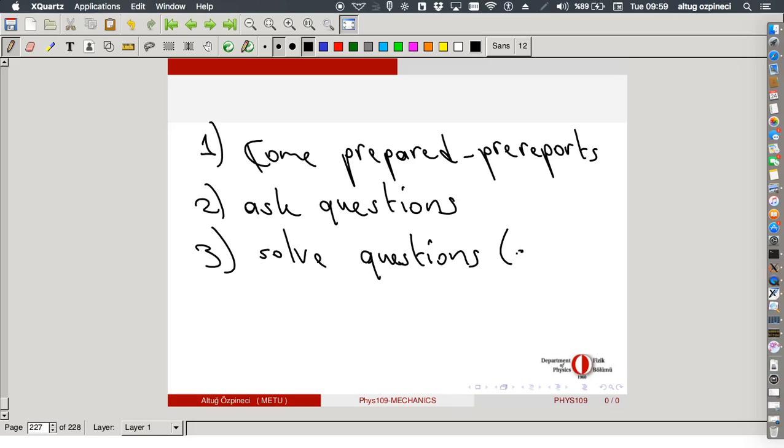At the end of the chapter, there are many questions. Pick some up. Ask your friend to pick up questions for you so that you will solve those questions. Or ask your friend to ask you questions.